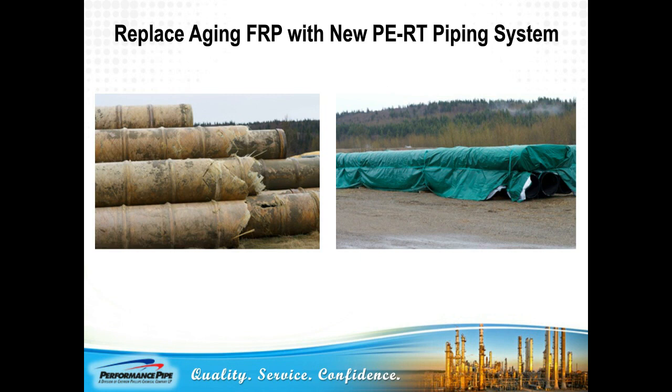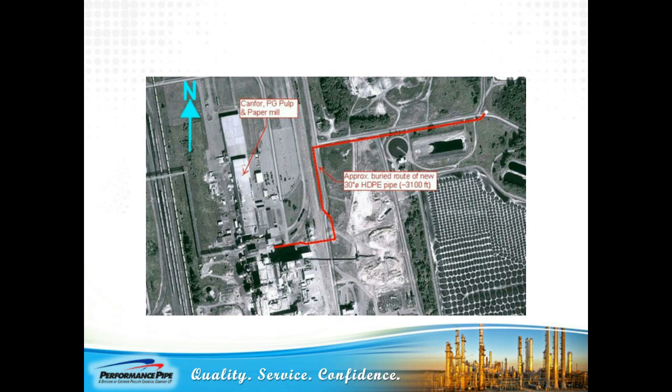Replacing the aging FRP with new PERT piping, these next few slides will show some of the photos from the installation, with the first showing the new PERT piping as it arrived at the job site to replace the FRP piping shown on the left. This slide shows a project plot plan for the 30-inch pipe installation that was an underground installation leading from the plant to the series of settling ponds at the far right of the red line.